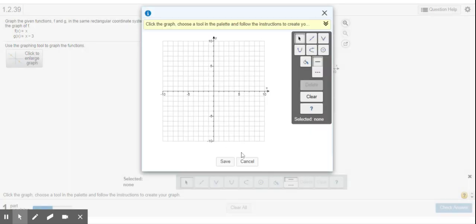and then we're going to draw a line. You're going to draw a line by hitting that button first. The first graph is just f of x equals x. So that's y equals x. So that goes to the origin and has a slope of 1. Okay.